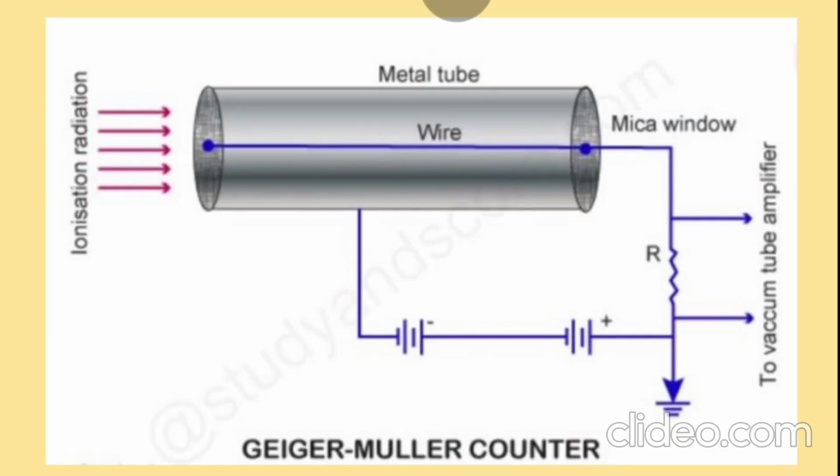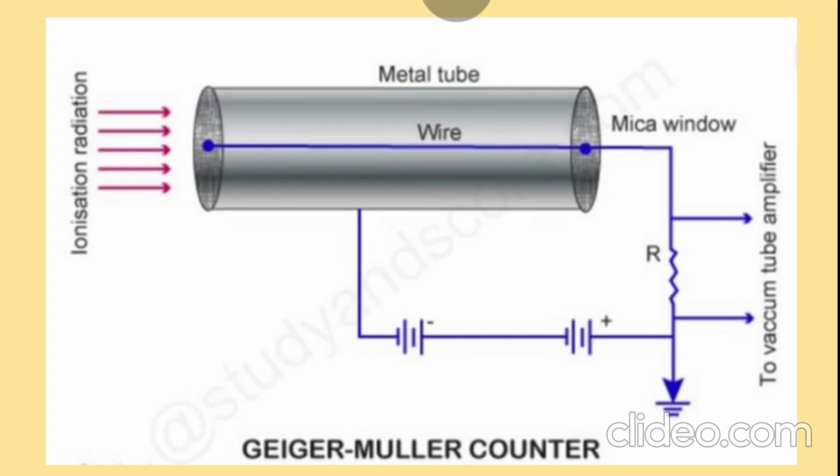Let us quickly see the construction of a GM counter. A GM counter consists of a hollow metal case enclosed in a thin glass tube. This hollow metal case acts as a cathode. A fine tungsten wire is stretched along the axis of the tube and is insulated by ebonite plugs. This fine tungsten wire acts as anode. The tube is evacuated and then it's partially filled with 90% argon and 10% ethyl alcohol.